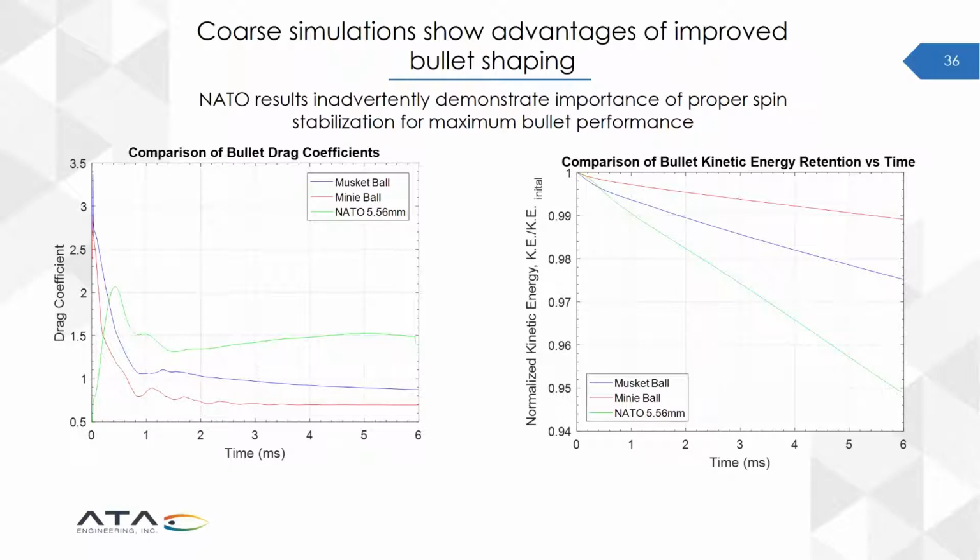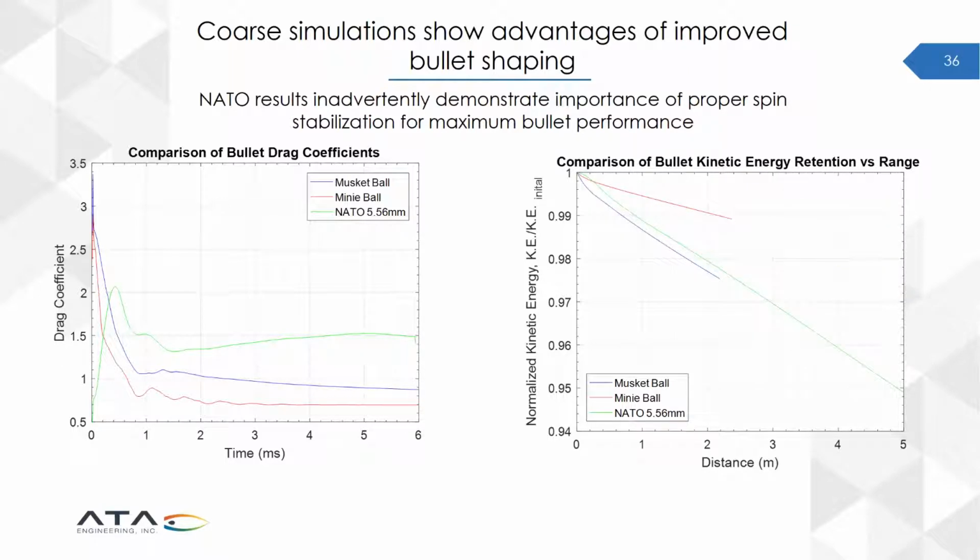So pretty interesting. But the other interesting thing to look at is because the bullet's going faster, it's actually maintaining kinetic energy versus distance better than the musket ball. So it's still better performing in that regard, even not completely spin stabilized. So I thought that was pretty interesting.